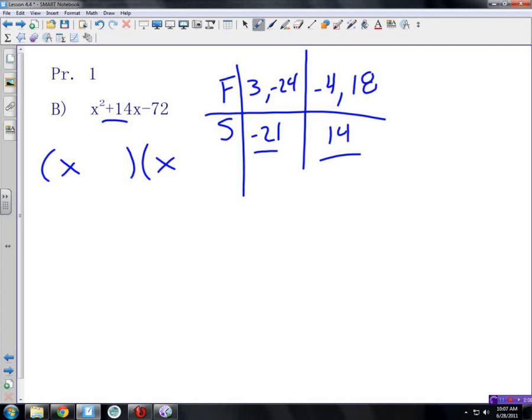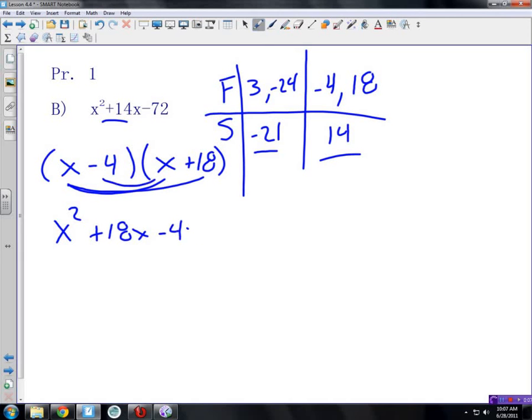All right. Now, just to show you guys why it ends up like this, let's use FOIL to undo this multiplication here. So we have first: x times x. Well, that's x squared. Outer: x times 18. So that's plus 18x. Inner is negative 4x. And last is negative 72. When I combine my like terms, I get x squared plus 14x minus 72, which is what we started with. So really, we've just changed the way the problem looks. We haven't changed its mathematical meaning.